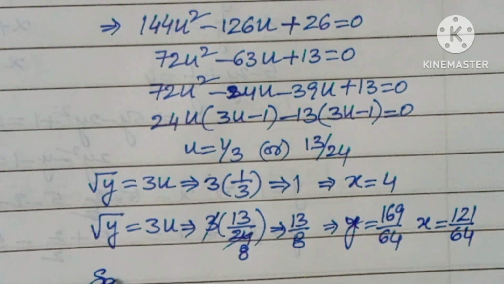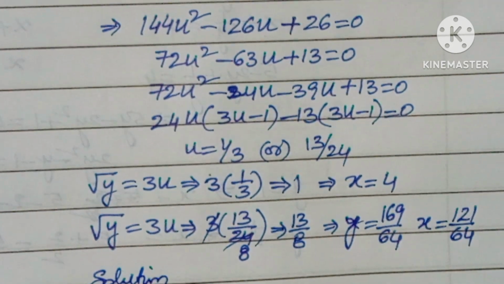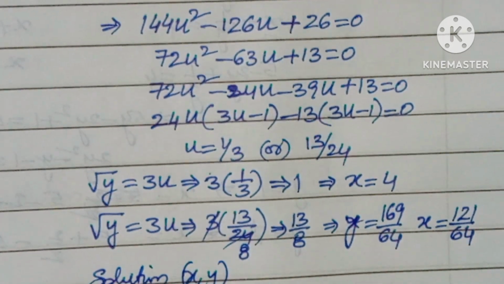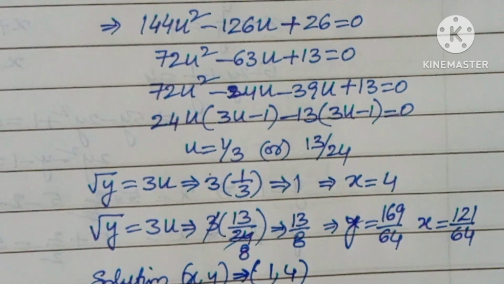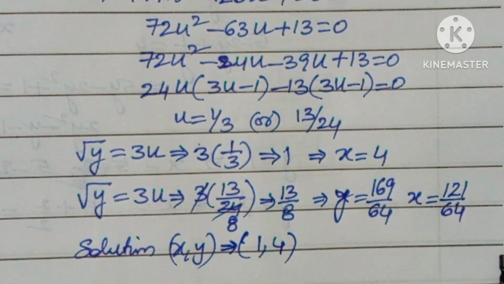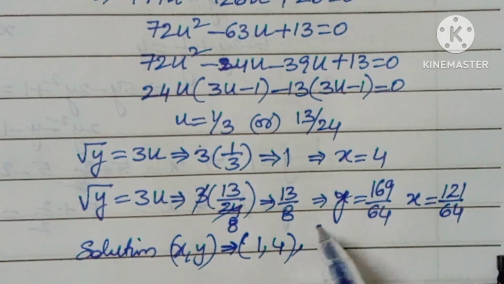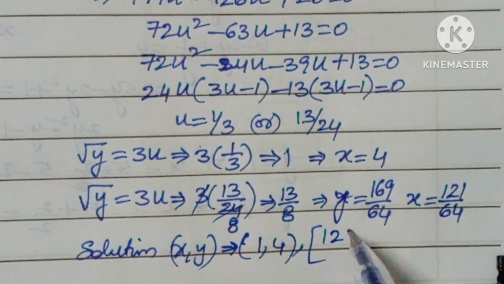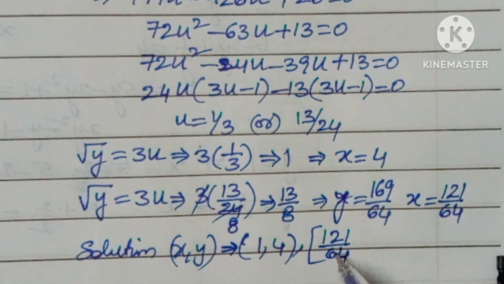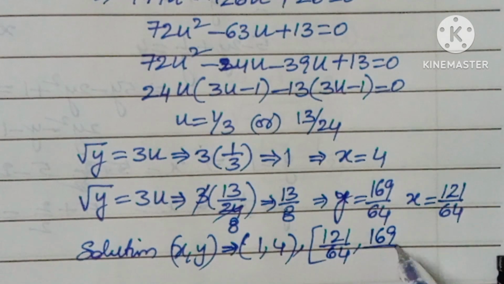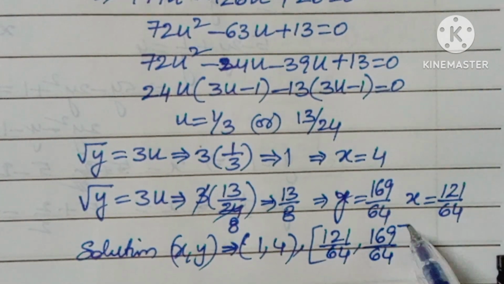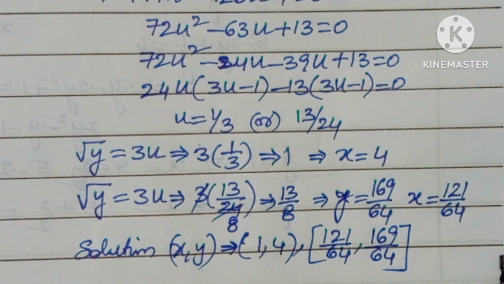So here you are getting two solutions for x comma y. You are getting 1 comma 4 as one solution. The other one is 121 by 64 comma 169 by 64. I hope you understood the video.